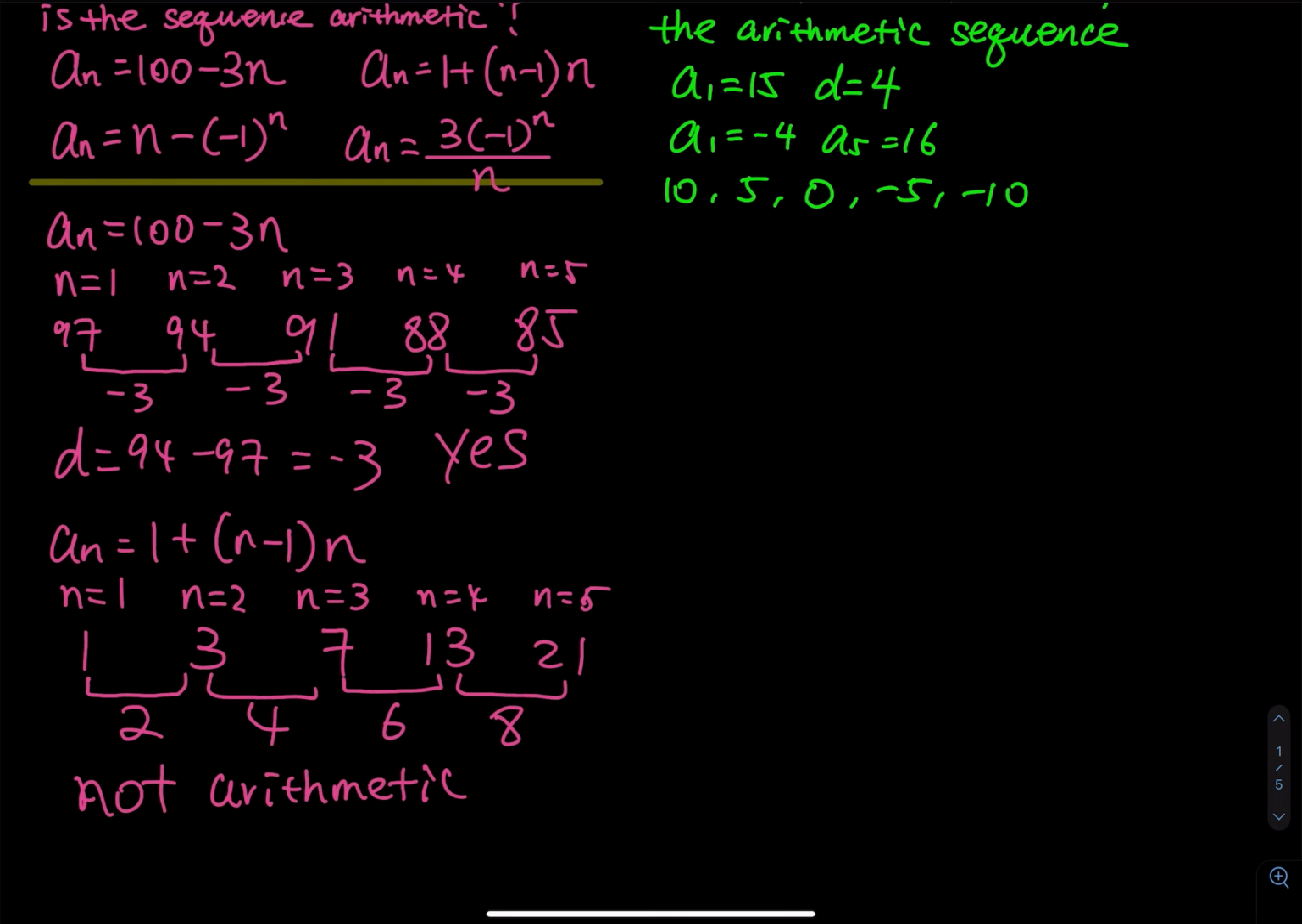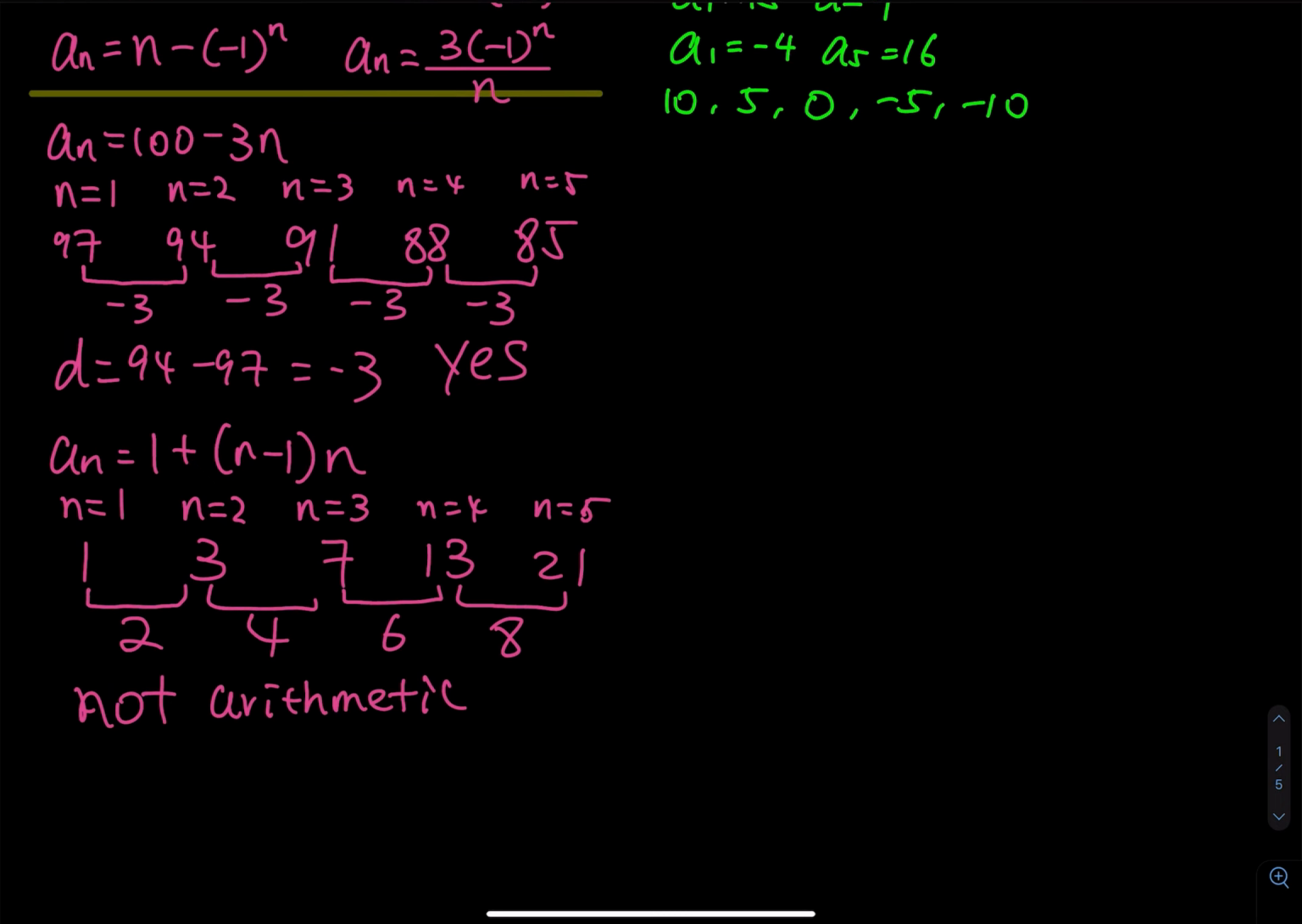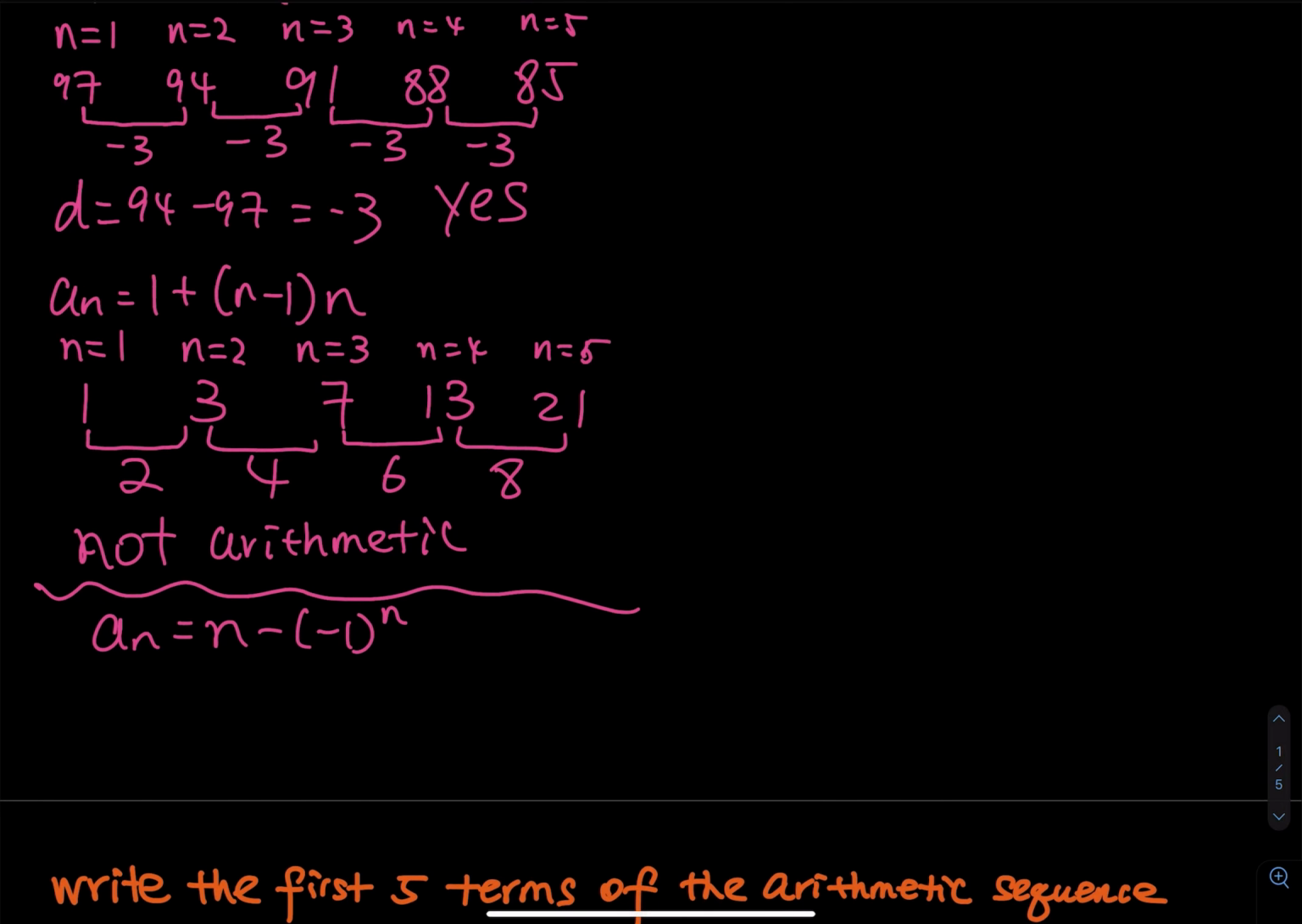How about the next one? The next one is, I will write down the problems for you. Don't worry about that. So a_n equals to what? n minus negative 1 to the n. All right. So when n is equals to 1, we have to save some space for the next problem. When n is equals to 1, we have 1 minus negative 1, which is a 2.